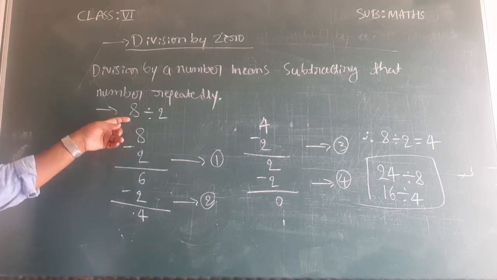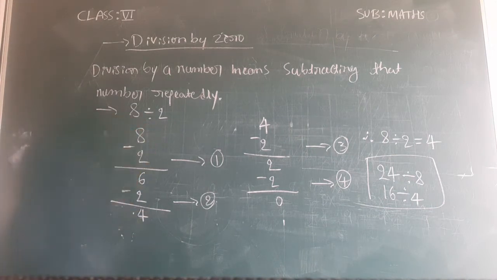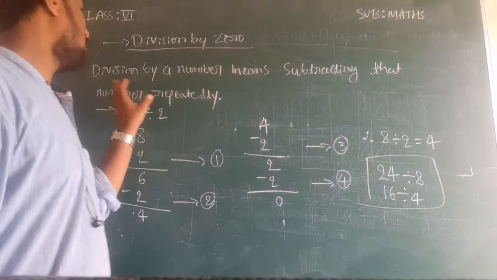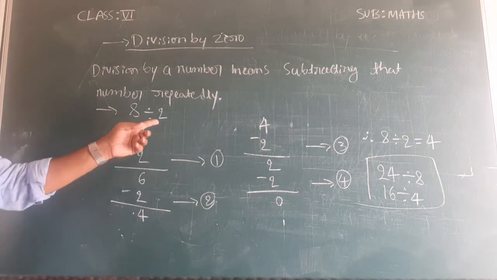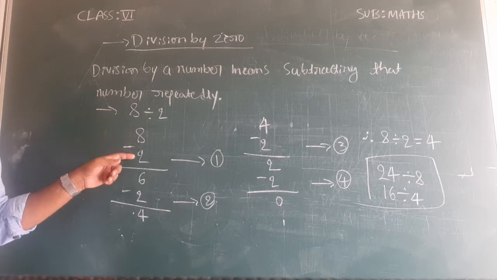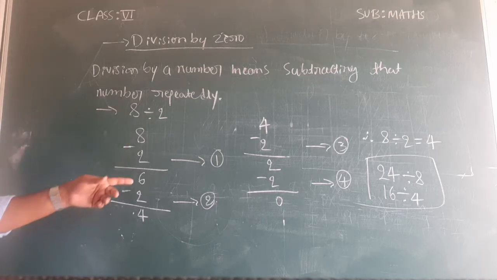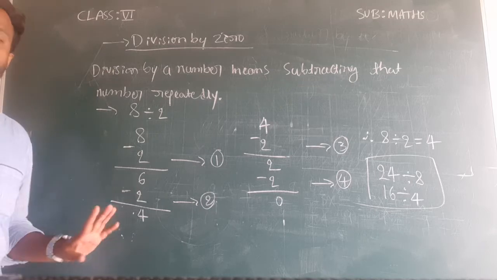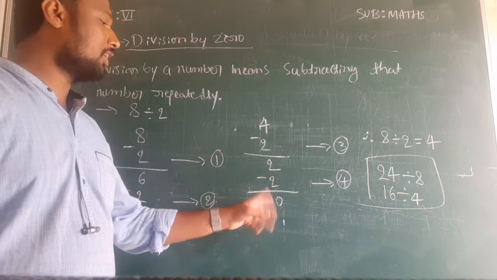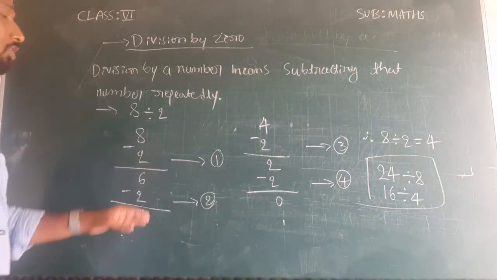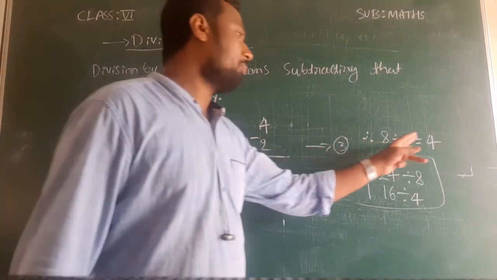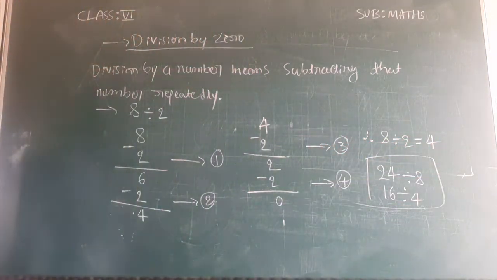Here we divided 8 by 2, and division means subtracting that number repeatedly. We are subtracting this 2 repeatedly from this 8. First time we subtracted, we got 6. Then again we subtracted 2, we got 4. Again we subtracted 2, we got 2. And again we subtracted, we got 0 here. So totally 4 times we subtracted 2. So 8 divided by 2 means we will get 4.